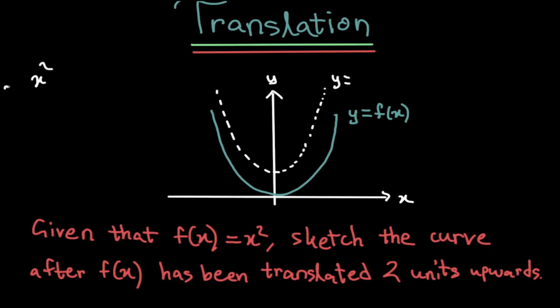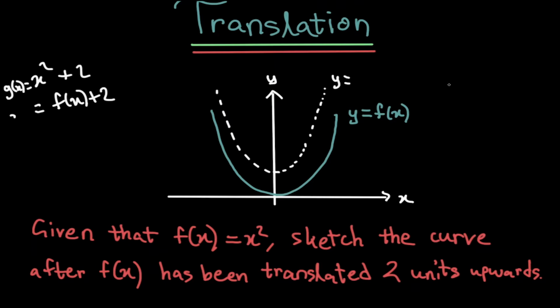Let me just describe this as g of x. So g of x equals x squared plus 2, right? Notice that I added the 2 to f of x here, right? Because f of x is x squared, right? So we can describe this translation using this form, which is g of x equals f of x plus 2. All right.